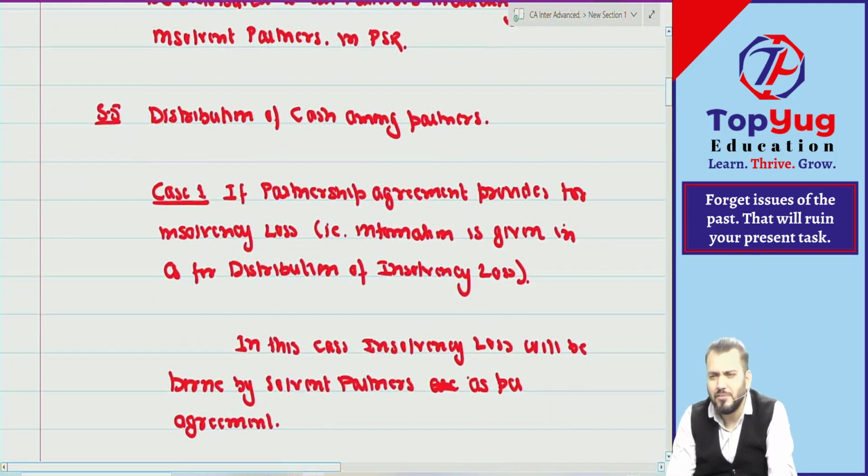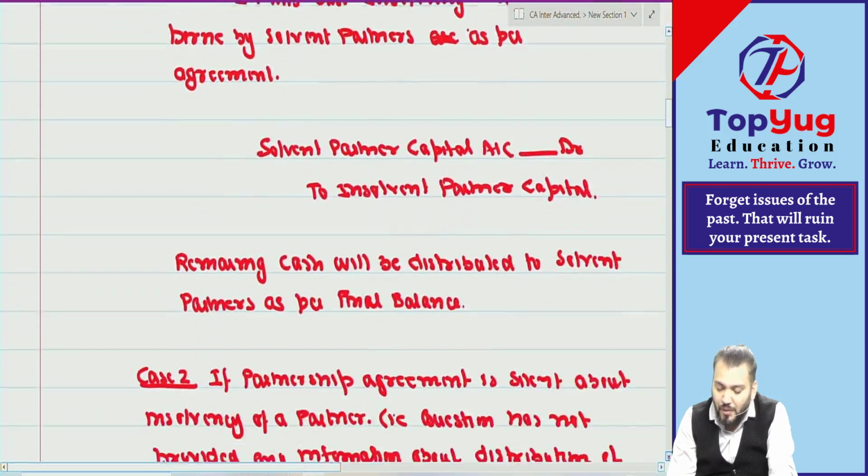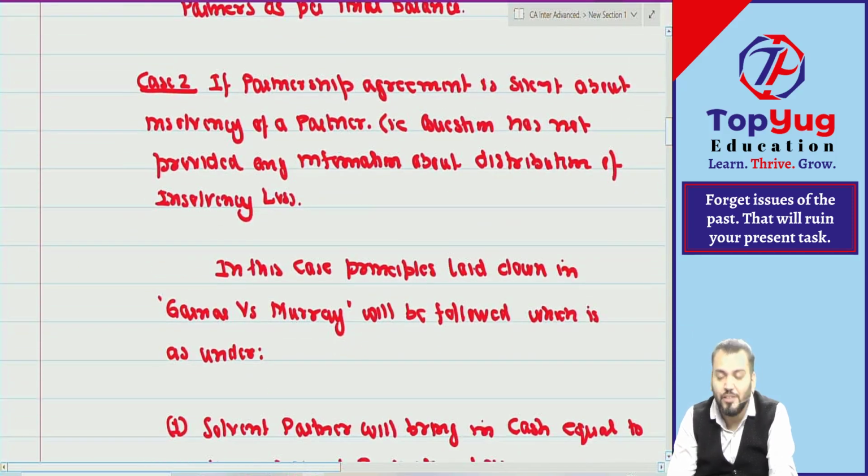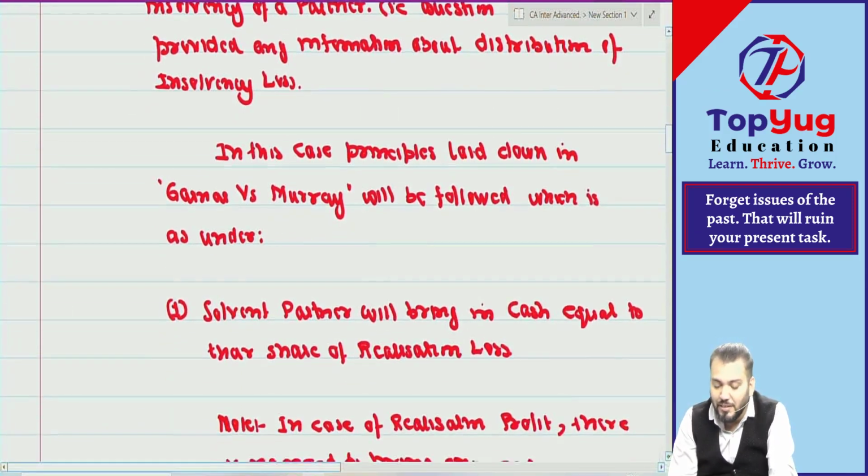So what we have said, there are two situations. A partnership agreement provides some information about distribution of insolvency loss. We will distribute insolvency loss as per the agreement. But if the partnership agreement does not provide any specific information about insolvency loss, then we'll apply Garner versus Murray. We need to apply the principle given under Garner versus Murray.